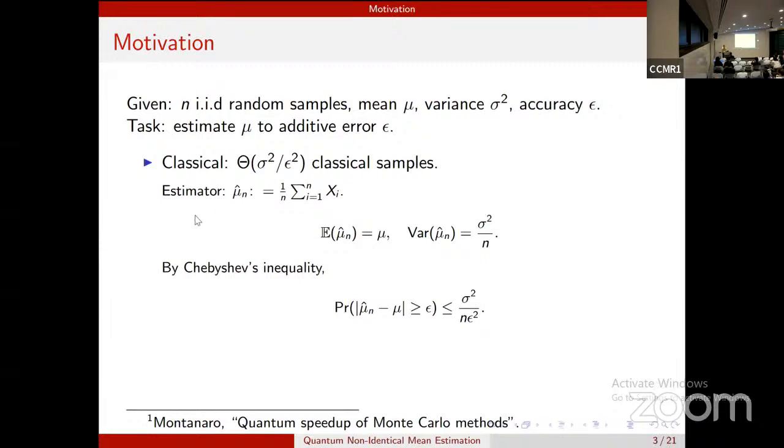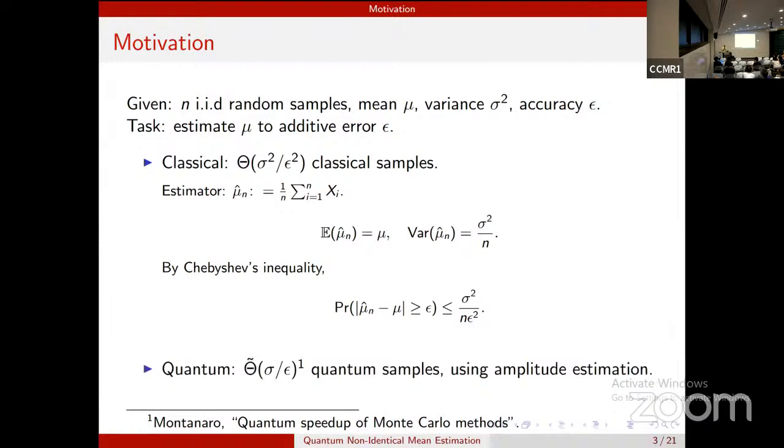Let's design the estimator mu hat n as the mean of the samples. Then by calculation, we know that the expectation is mu and the variance is sigma square over n. So by Chebyshev's inequality, the probability that our sample mean estimator is beyond the additive error epsilon is smaller than sigma square over n epsilon square. So at n in O of sigma square over epsilon square, this sample mean estimator successfully carries out the mean estimation task.